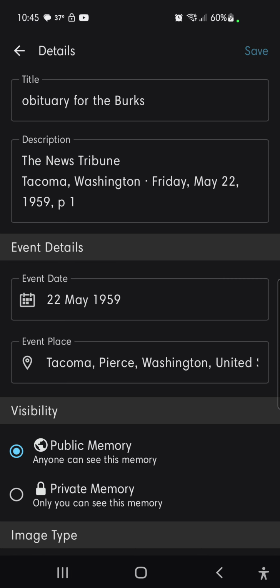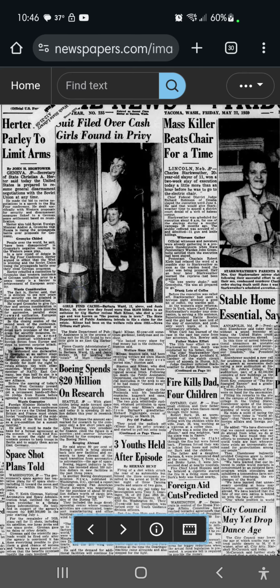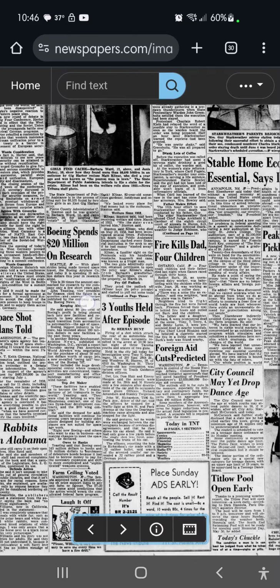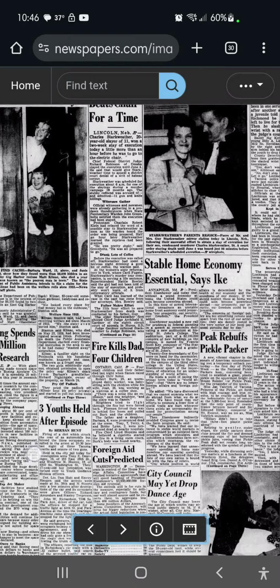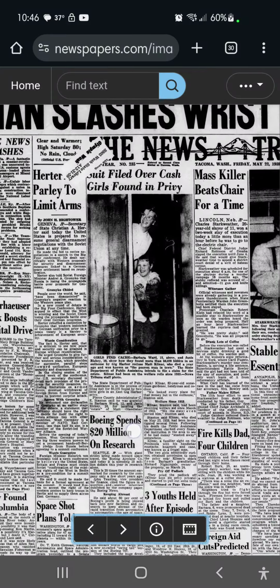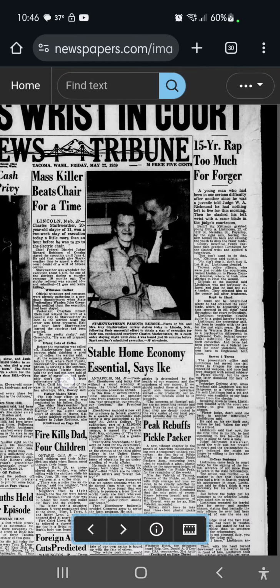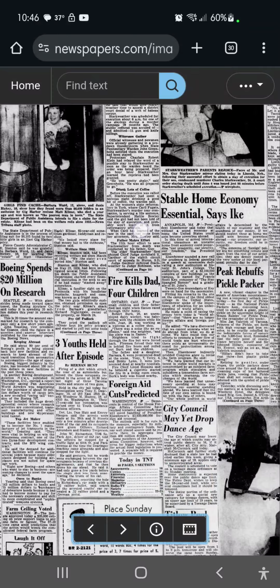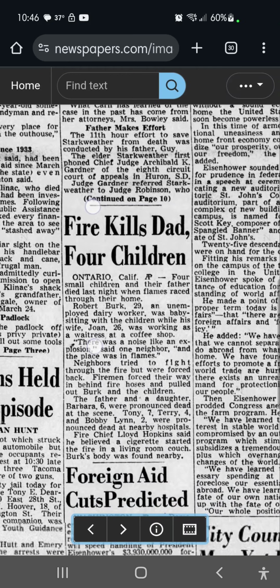Oh man, this thing's working slow today. There we go. Then I pulled the description here. It's in the newspaper, and offhand I can't see where it is. Well, I can't see the article. Am I looking past it? Do you guys see it? Anyway, it was on this page. Fire kills, here we go. Fire kills dad, 4 children.